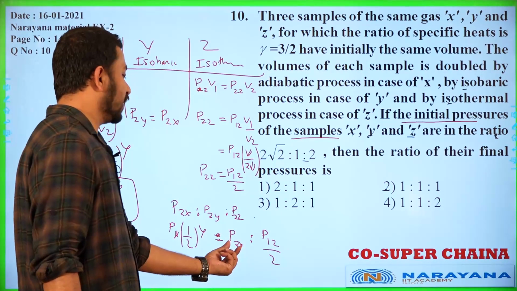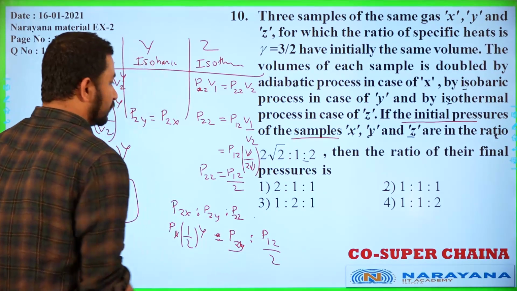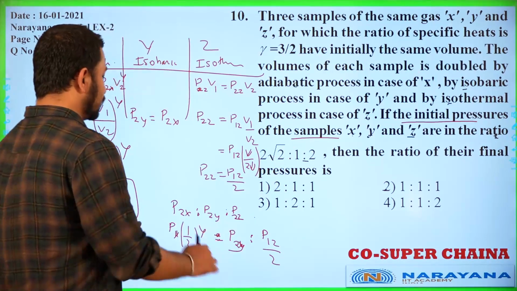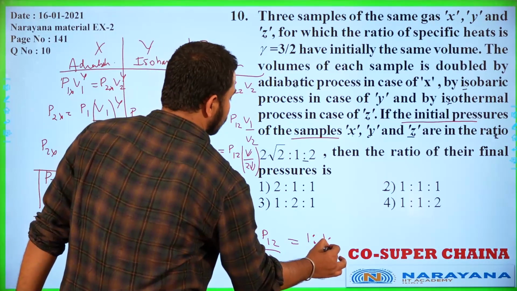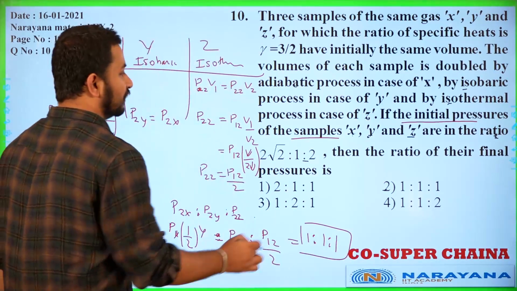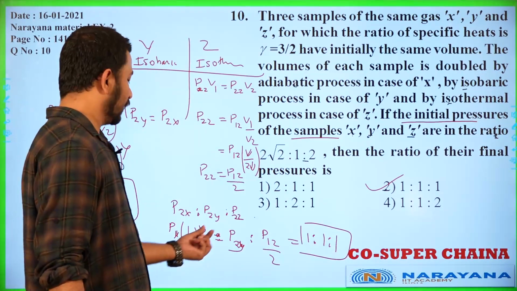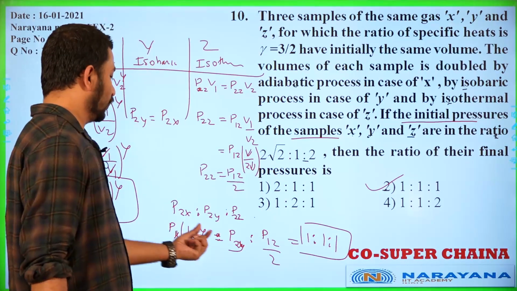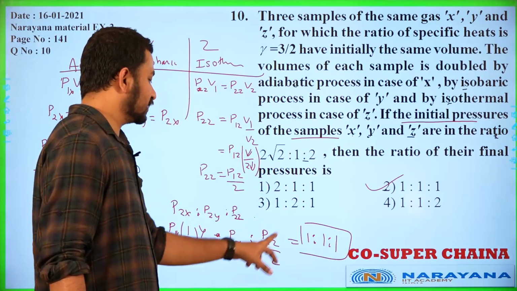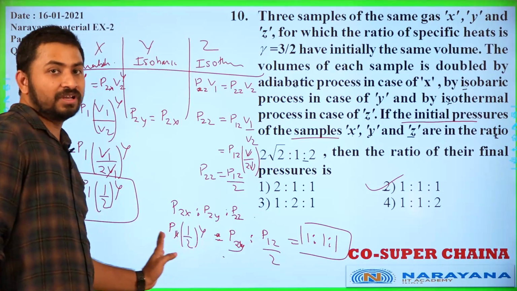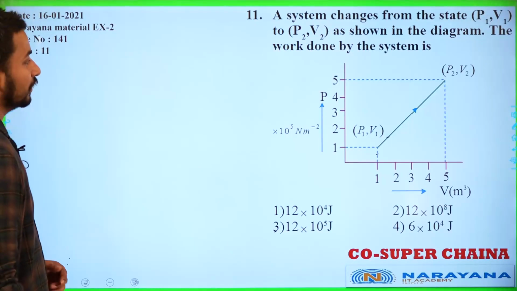So if we take P2x as this and P2y as this, and if we take this as P1, so this will be 2 root 2. If we substitute all these values, we are getting 1 is to 1 is to 1, and that will be the required answer for this question, student. Because if you plug in the gamma value, P1 will be 2 root 2, this will be P and this will be P by 2, so this by 2 will be cancelled. We will get 1 is to 1 is to 1 as the answer of this question. So let's proceed to the next question.